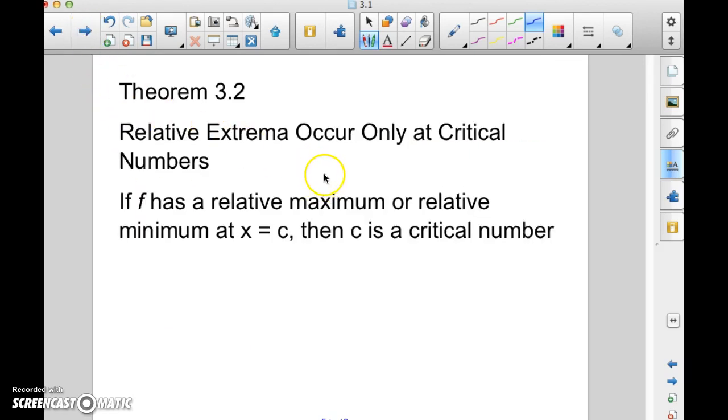Theorem 3.2, another theorem that's good to know. Don't have to memorize it, just know about it. Relative extrema occur only at critical numbers. So if a function has a relative max or min, it's only going to occur at a critical number.